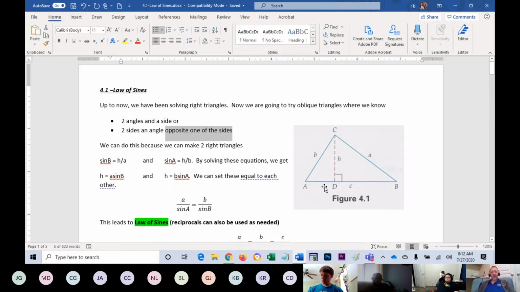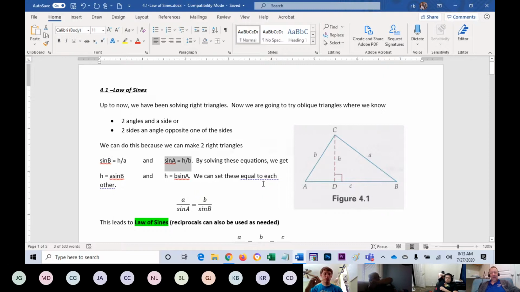Now, the nice thing is that when we have a triangle like this, we can always turn it into two right triangles by dropping down a perpendicular. So the sine of angle B in this case is going to be the height, h, divided by a. That's your opposite over your hypotenuse, which in this case is a. It gets a little confusing because of how we're doing this.